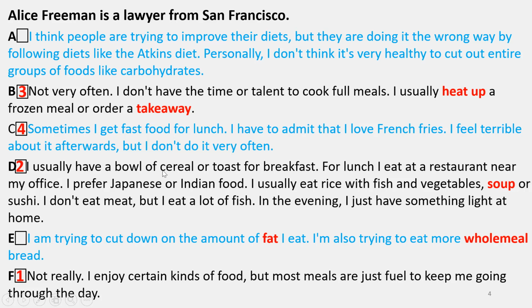Okay. And for question 5, are you trying to cut down on anything at the moment? Alice answers, I am trying to cut down on the amount of fat I eat. I'm also trying to eat more wholemeal bread. Okay. And for the final question, are people's diets in your country getting better or worse? And Alice says, I think people are trying to improve their diets, but they are doing it the wrong way by following diets like the Atkins diet. Personally, I don't think it's very healthy to cut down entire groups of foods like carbohydrates. Okay.